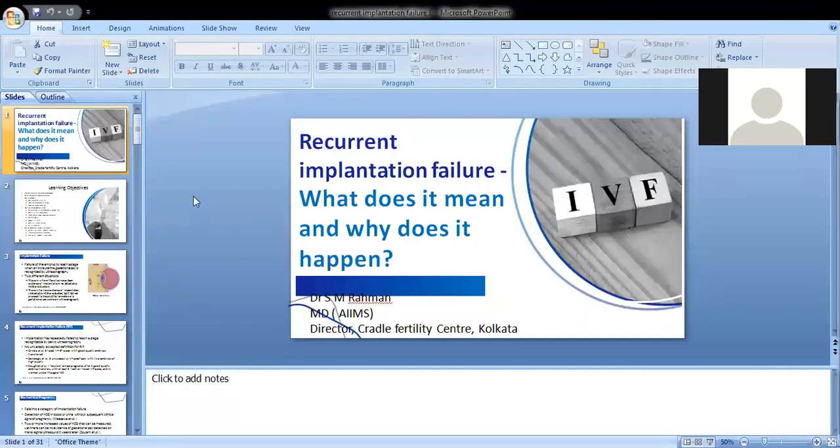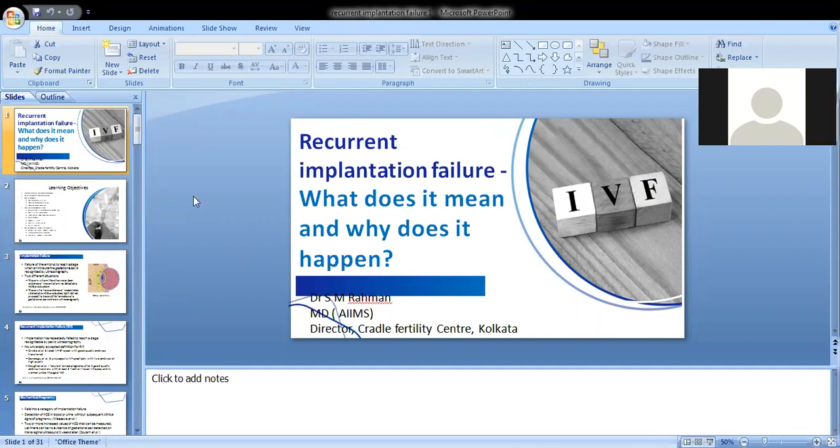And this has been a nightmare for us as ART specialists, that you are having good quality embryos. There has been advancement of technologies, lab environment, the culture media, the culture technique, the other technological advances are there. So we can create good quality embryos. Still, you will see in some patients there have been implantation failure again and again.